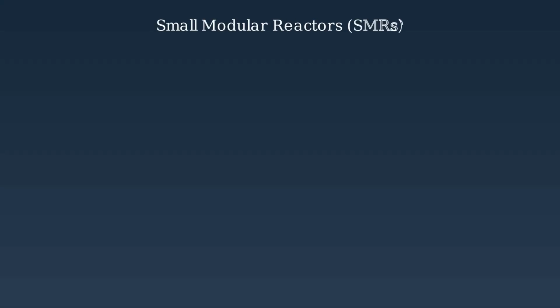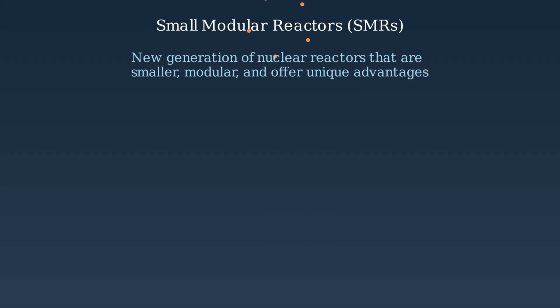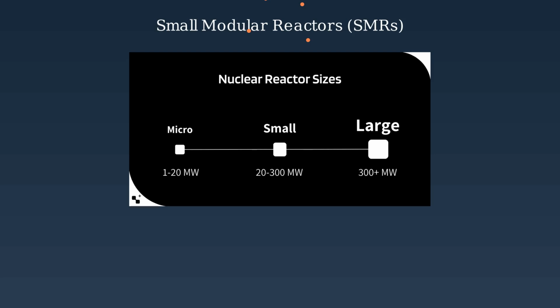Small modular reactors, or SMRs, represent a new generation of nuclear technology that is gaining traction worldwide. SMRs come in various sizes, from microreactors generating just a few megawatts to small reactors producing up to 300 megawatts of electricity. This is significantly smaller than conventional reactors that typically exceed 1,000 megawatts.